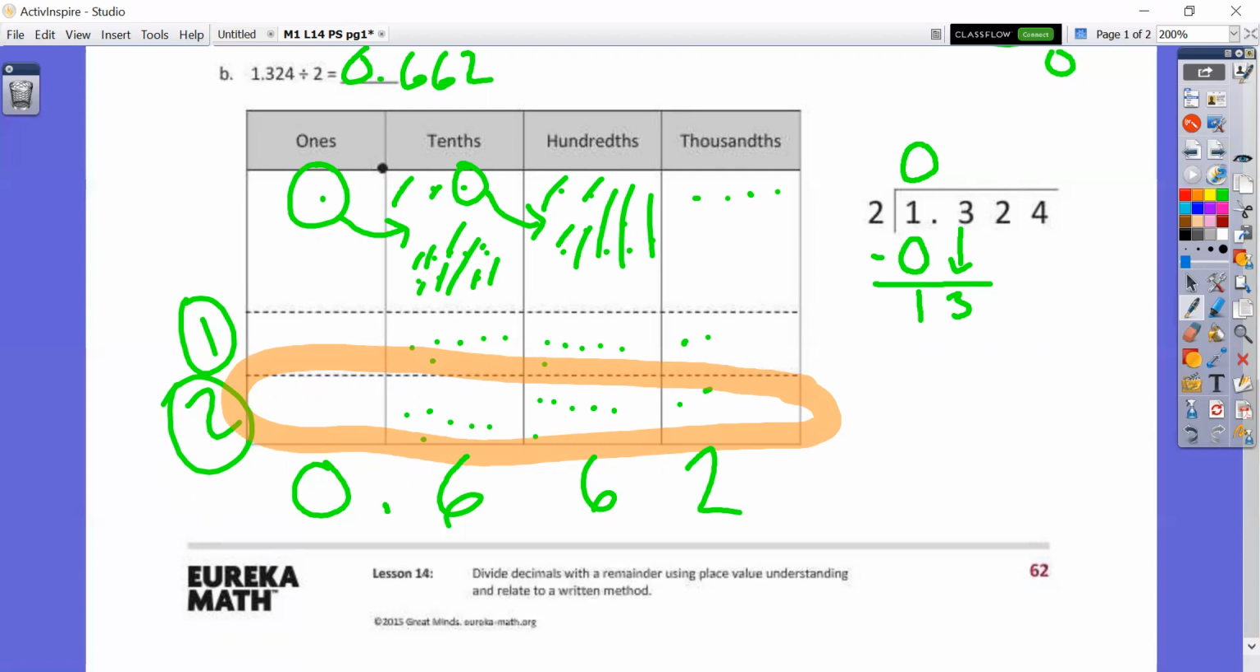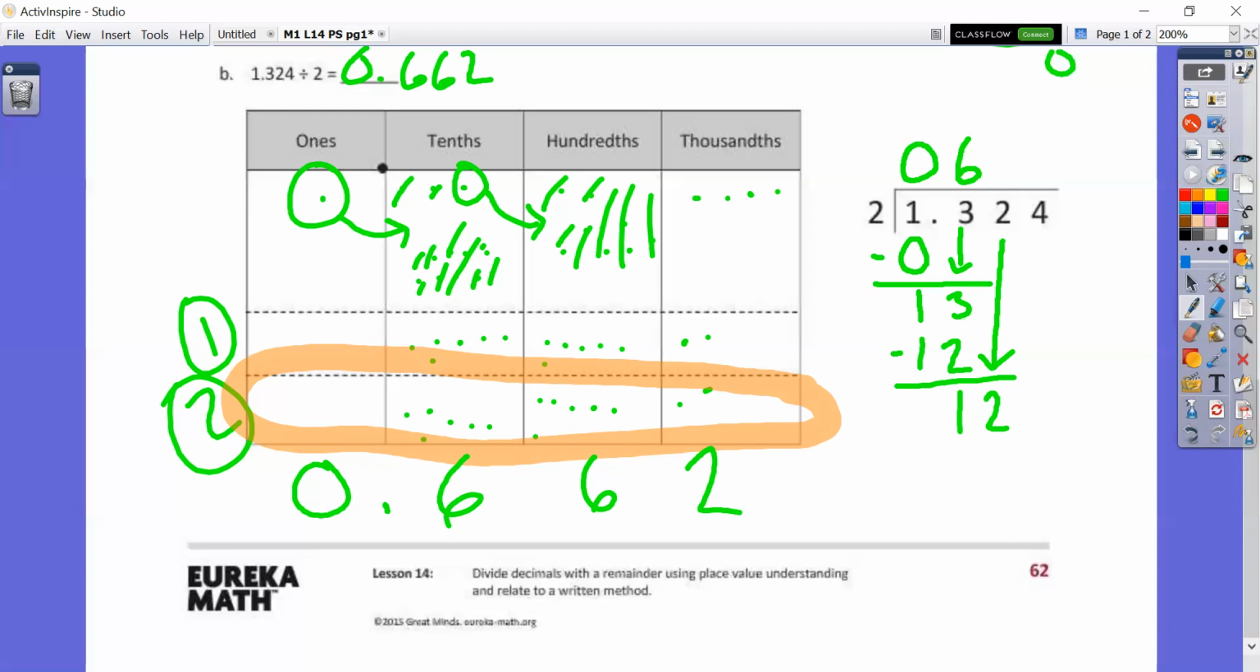Well, how many multiples of 2 can we take out of 13? Well, 2, 4, 6, 8, 10, 12. I can take 6 out of that. So 2 groups of 6 out of that. When I had 2 groups of 6, I used 12 of the 13 tenths, giving me 1 remaining tenth, which we showed on the place value chart. After that, we regrouped that 1 remaining tenth as hundredths. So we're going to do that on our standard algorithm by bringing the hundredths place down. We are now working on 12 hundredths, just like we were in our place value chart.